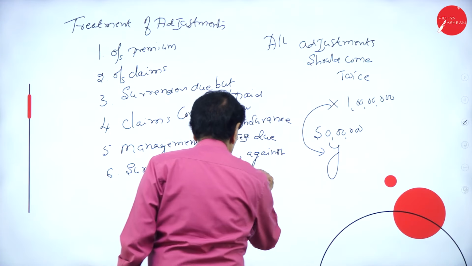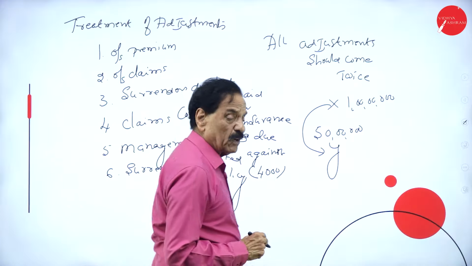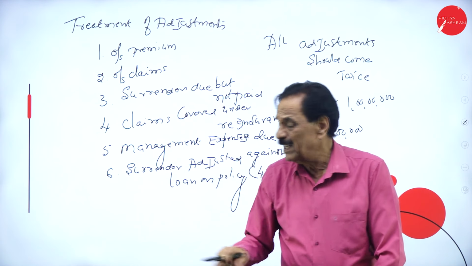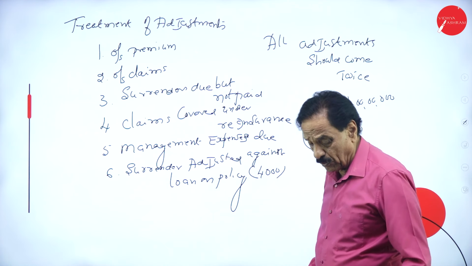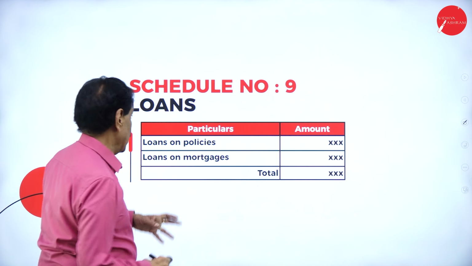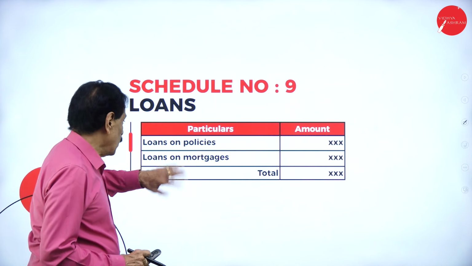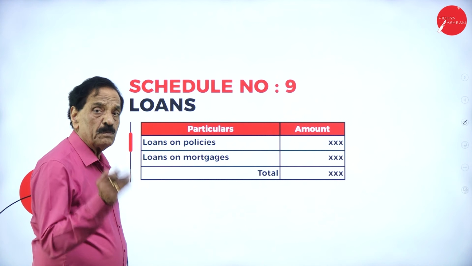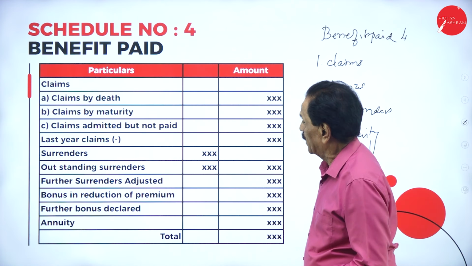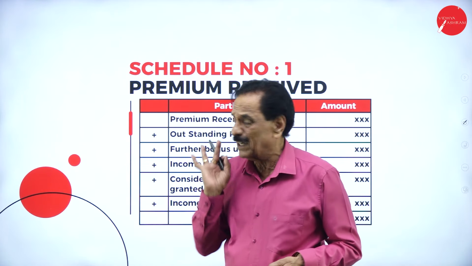Assume that this is 4,000. First, where will the 4,000 come? Under surrender, that is in the benefit paid. Under surrender, 4,000 will come. When you make the loans on policies, under the loans on policy, schedule number 9, that amount should be deducted. Whatever adjustment we made on the loans on policy should be deducted. These are the common adjustments which you are going to read. Very simple. You only have to learn the format.